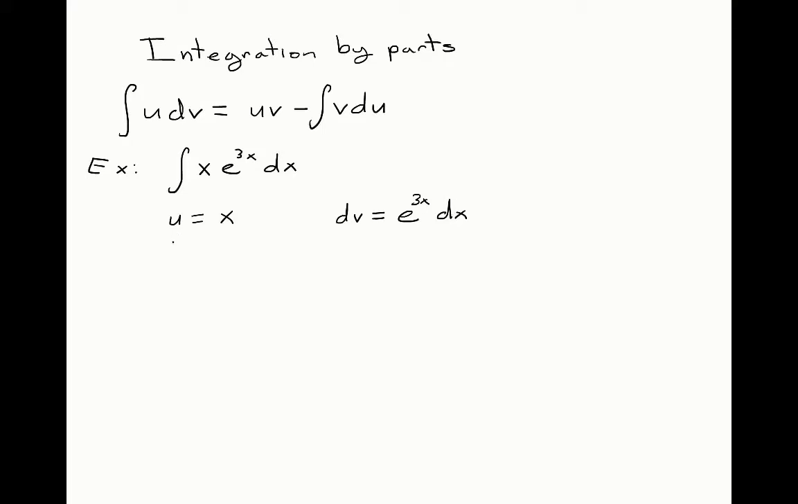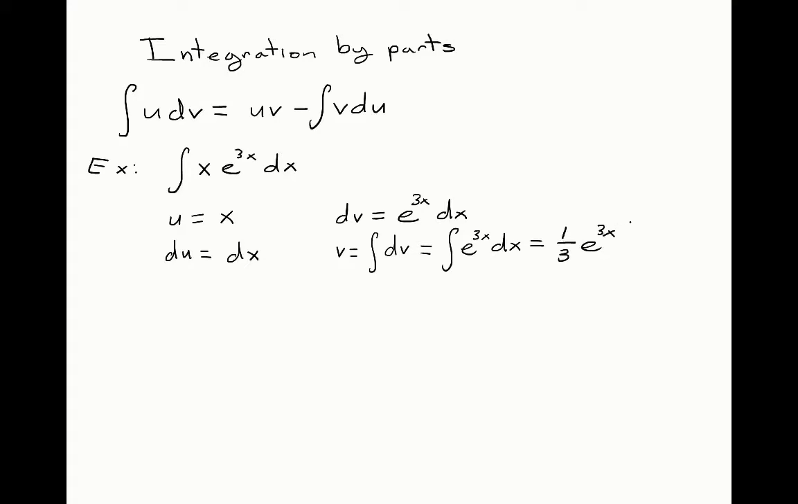Alright, now we need to figure out what du is, because we need du right here. So du in this case is really simple, it's just dx, you know that. V, you have to take the integral of dv to figure out what v is. So we're taking the integral of e to the 3x dx. Now I'm going to start skipping my steps on my u substitution a little bit, but you can always pause the video if you need to work through it to convince yourself that what I'm doing is right. So when I take the integral of this with u substitution, I get 1/3 e to the 3x.